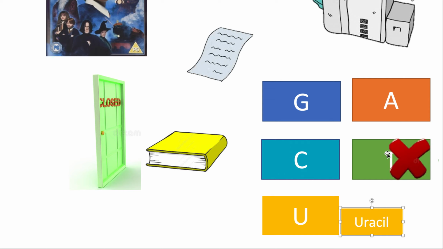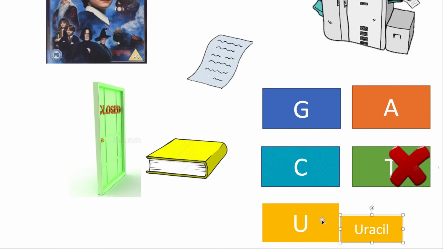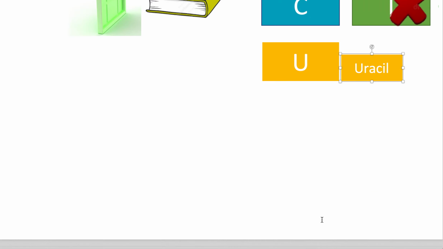You just have to look for T's. If you don't see any T's, and you see U's, then it's likely that it's from RNA instead of DNA. Right, so we're almost there now. Last few differences on the next page.